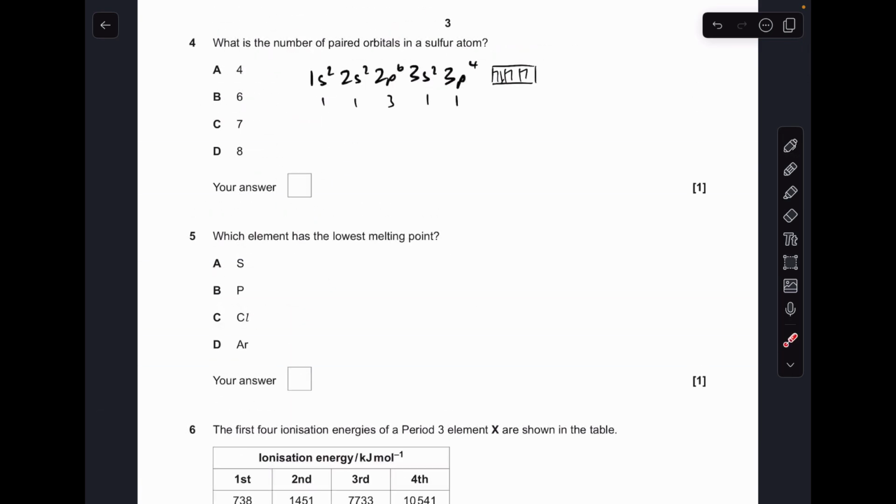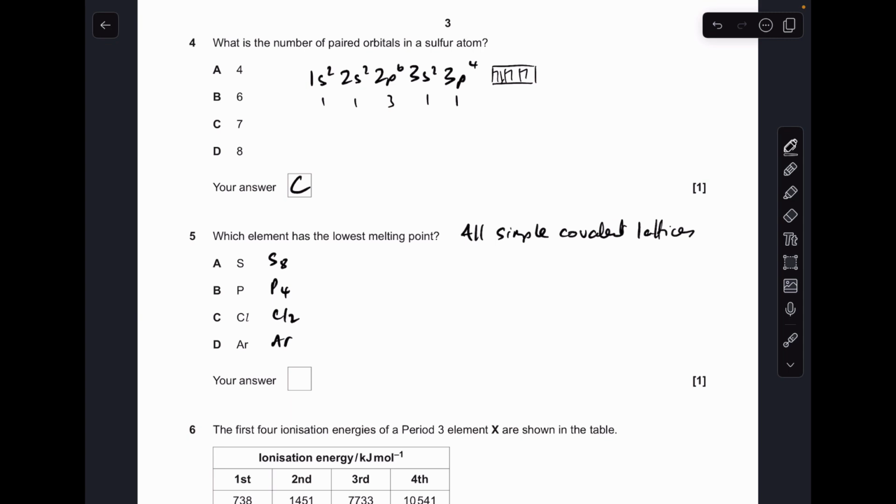Number 4, so I've just written up the electron configuration for sulfur. So you can see that there's a paired orbital 1s2, another one for 2s2, 3 paired orbitals for 2p6, 1 for 3s2, and then the 3p4 configuration. I've just done the electrons in boxes version, and you can see there's 1 paired orbital in there. So that's a total of 7, so the answer was C.